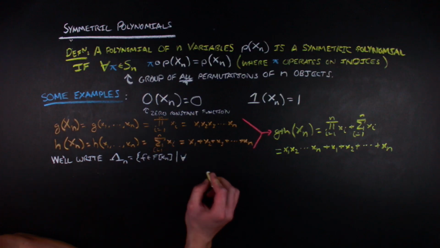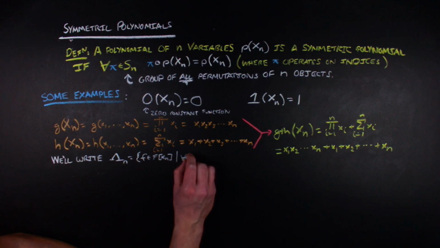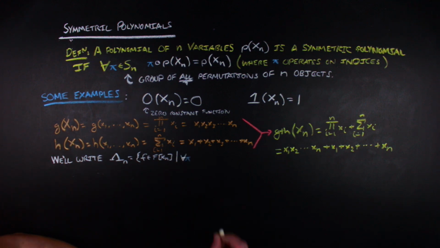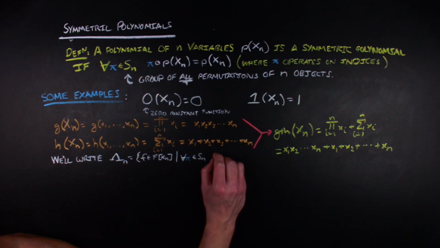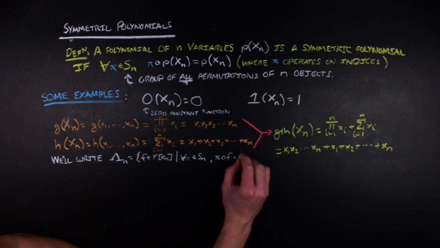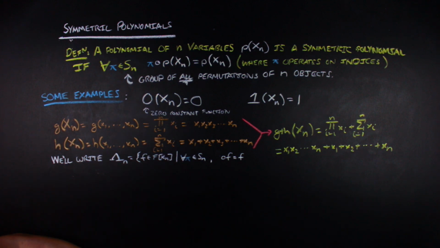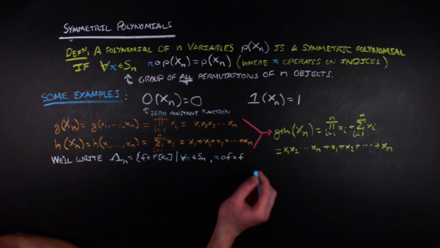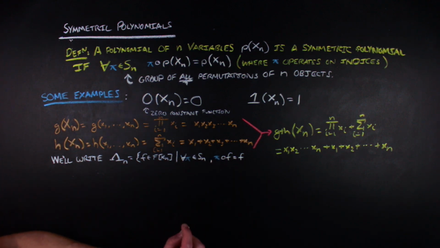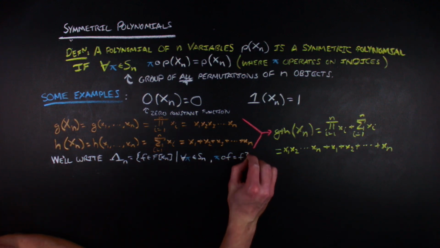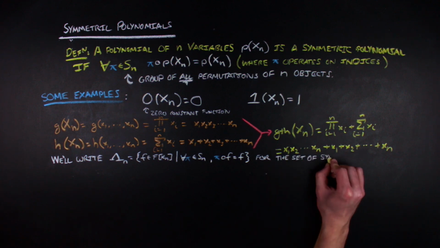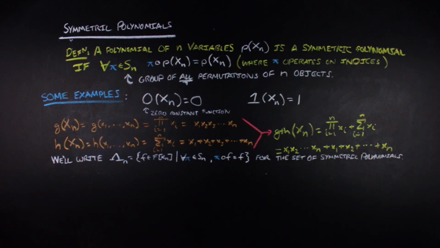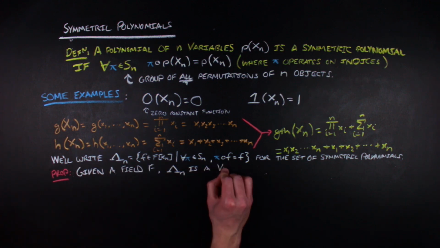And so if we have an f in this polynomial ring, for every permutation pi in S sub n, which is just the set of all possible shufflings of the variables, if we have pi composed with f is equal to the original f, then we'll say that f is a symmetric polynomial in this space. And so that big Lambda of n is the set of all symmetric polynomials. And the claim is that the set of all symmetric polynomials is a vector space.